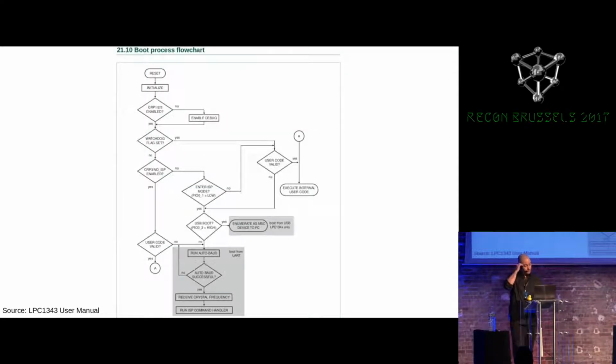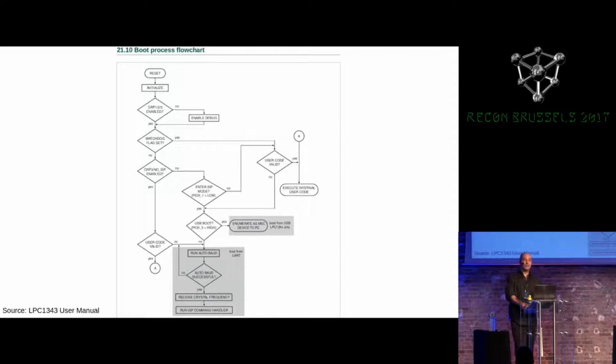Here we have a flowchart showing the boot process inside the ROM bootloader of these chips. We can see from reset, it does some initialization. It will then check to see if the code read protection at any level 1, 2, or 3 is set. If the code read protection is set, then it will disable the debugging. Otherwise, it will enable the debug interface on JTAG. It does some other checks, like checking if the watchdog flag was set, and if so, then it will go back into the program because it had a reset due to watchdog.